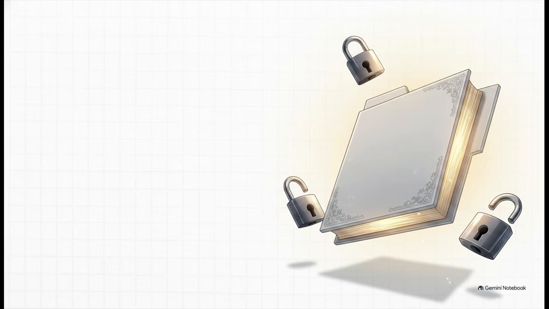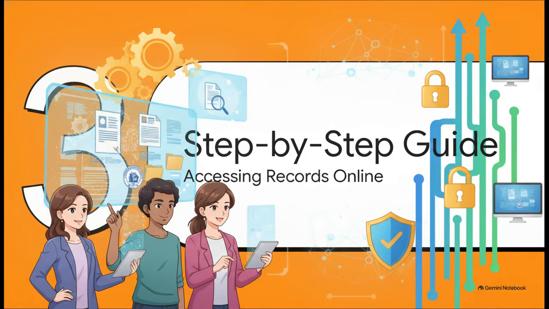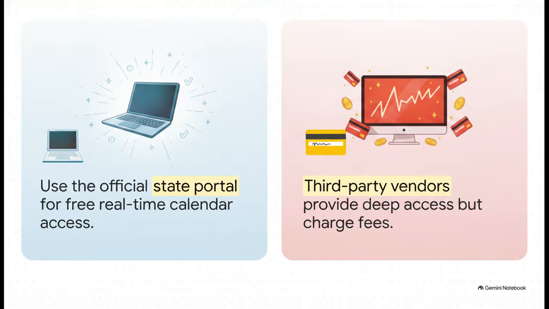All right, Section 3, Step-by-Step Guide to Accessing Records Online. So we know we have the right to access them, but how do you actually get these files on your computer without getting scammed? Well, if you search Colorado court records, you'll instantly get flooded by commercial data aggregators. Third-party vendors like CoCourts are authorized, sure, and they provide deep access, but they will charge you subscription fees and per-page viewing costs. Instead, you want to use the official Colorado Judicial Branch docket search.